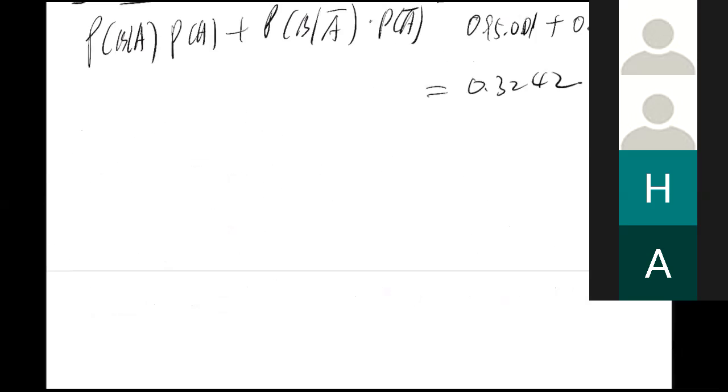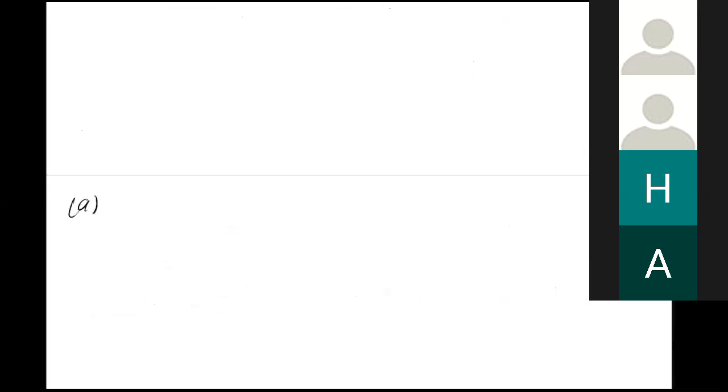And then let's go back to part A. In part A, you want to find the probability that someone who tests negative for opium does not use opium. So we want to find the population who does not use opium, given that the test is negative.